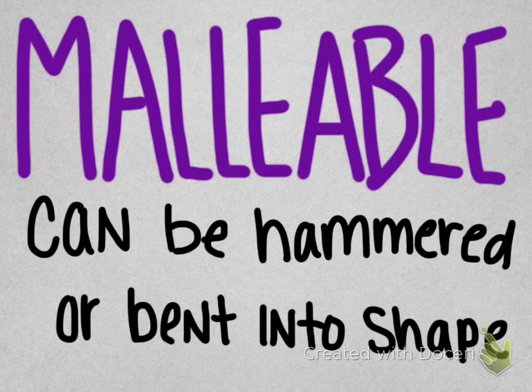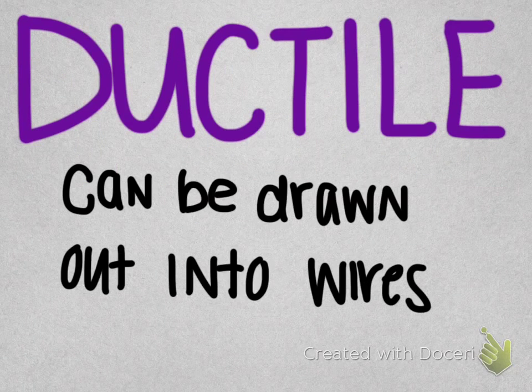One of them is malleable, which means that they can be hammered or bent into shape, which is kind of like the tinfoil thing again. You bend it, or if you had a block of metal, you put a little hammer, bang, bang, it's got a dent in it. It doesn't necessarily crack, as something else would. And then ductile, which means they can be drawn out into wires.